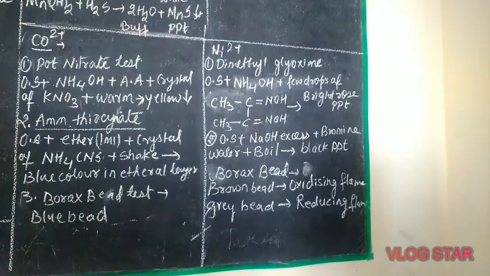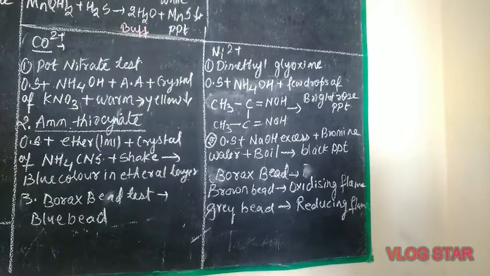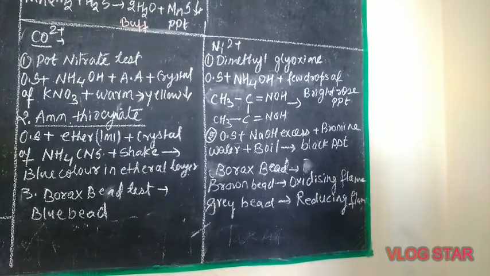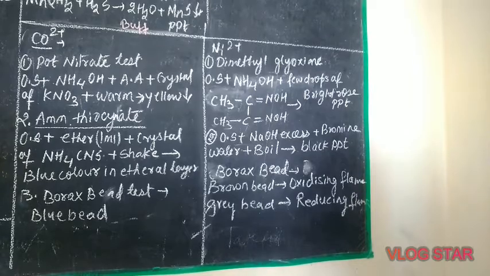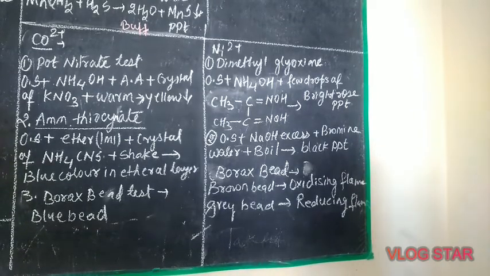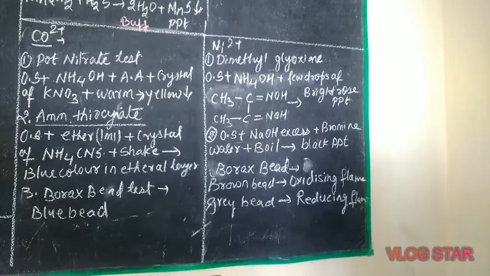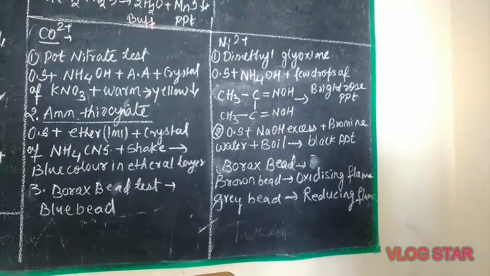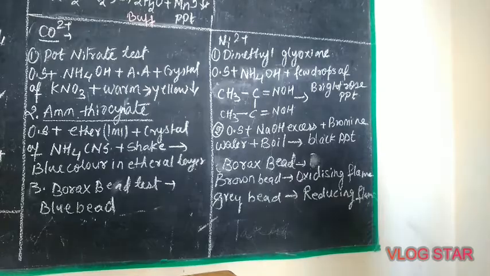Now borax bead. Children, if you do the borax bead test in the oxidizing flame, you know well what the oxidizing flame and the reducing flame are. You studied the parts of the flame earlier. So in the borax bead test, in the oxidizing flame you will get a brown bead, and in the reducing flame you will get a gray bead.